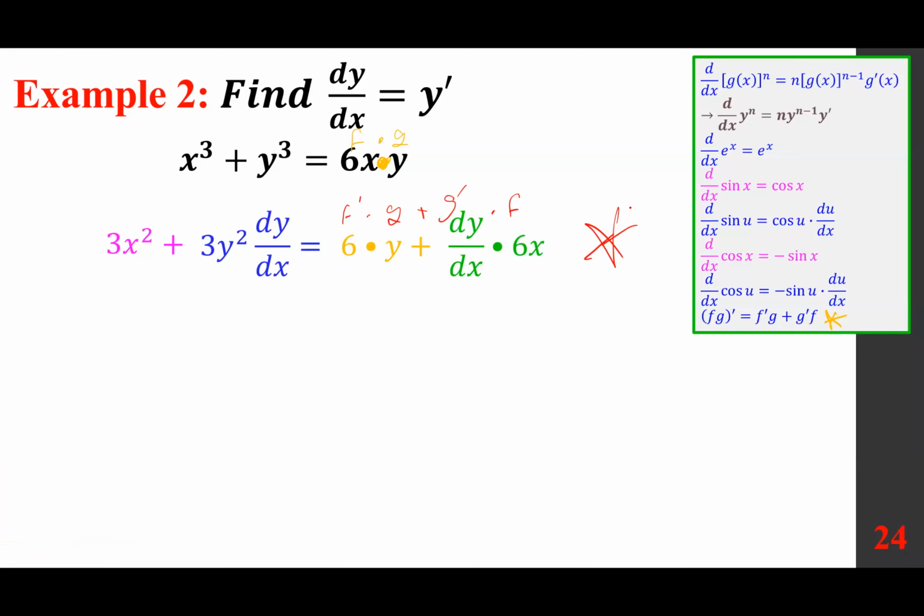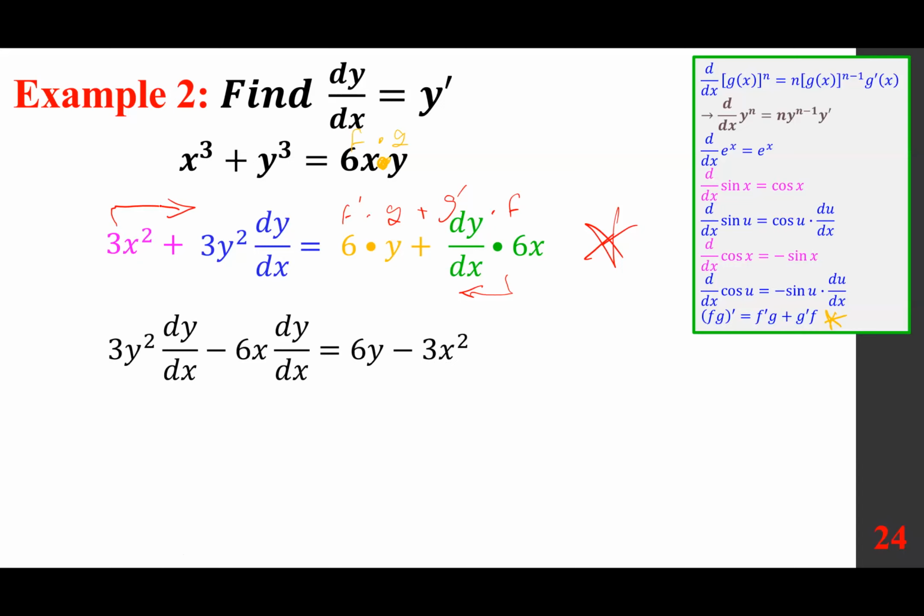We are done with calculus, and our next step is to solve for dy dx. To do so, we're going to bring everything involving dy dx to the same side, which means we are going to move this one to the left, and we make it negative minus 6x dy dx. And we are going to move the 3x squared to the right and make it negative 3x squared. So we just move things around in one shot. On the left side, we are solving for dy dx. We have to factor out the dy dx.